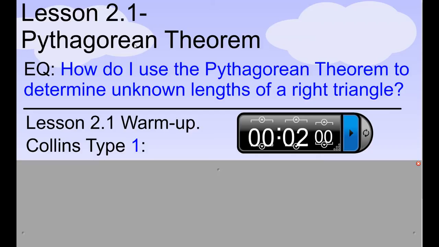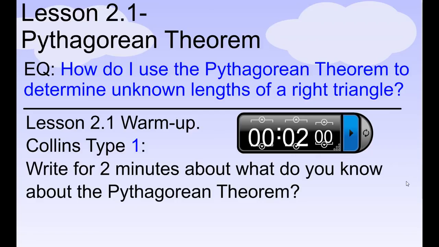Down at the bottom, we have a Collins type 1, so I'll be grading on completion and your general on-topicness, not so much the correctness of your answer, which is good because the question just says, write for 2 minutes about what you know about the Pythagorean theorem. Well, go ahead, pause the video, and answer the question. Write for 2 minutes about what you know about the Pythagorean theorem. When you're ready to continue, hit play and move on to the vocabulary.